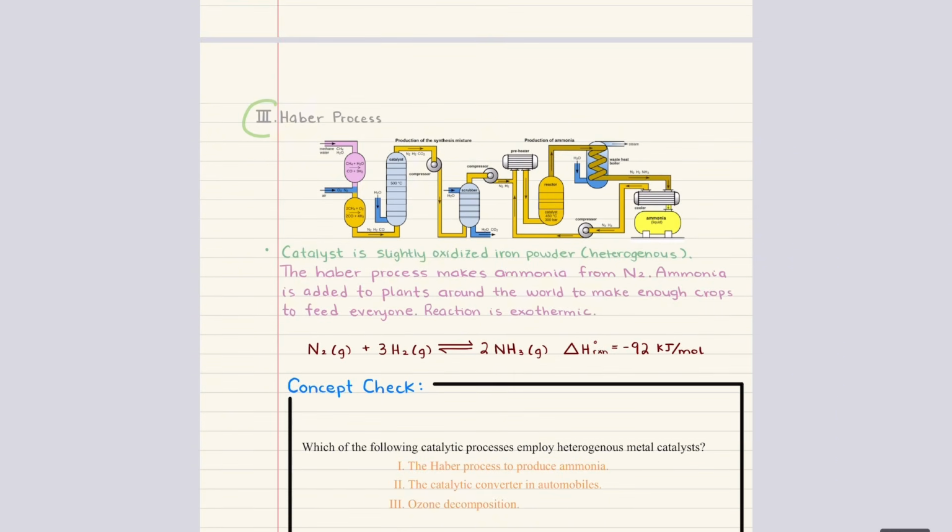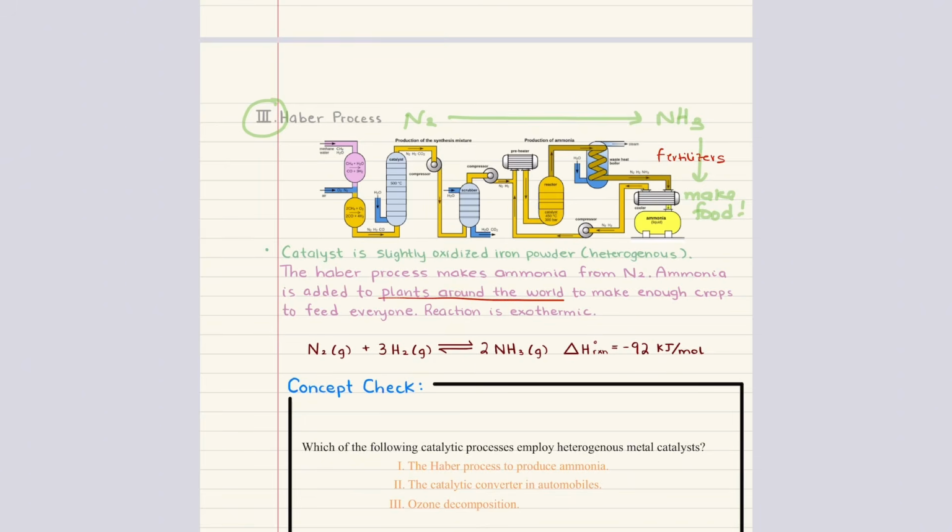The final catalytic process we're going to look at is the Haber process, which is one of the most important industrial reactions on Earth. This reaction takes nitrogen gas from the atmosphere and it converts it into ammonia. Ammonia is the foundation of most fertilizers used in agriculture. So the ability to produce it on a large scale has allowed us to support food production for billions of people. Without the Haber process, modern agriculture would not exist in the form that we know today.